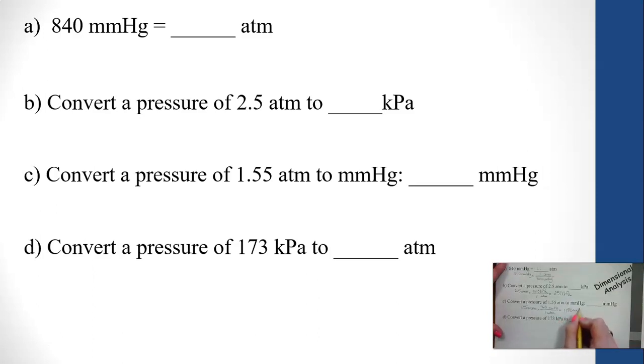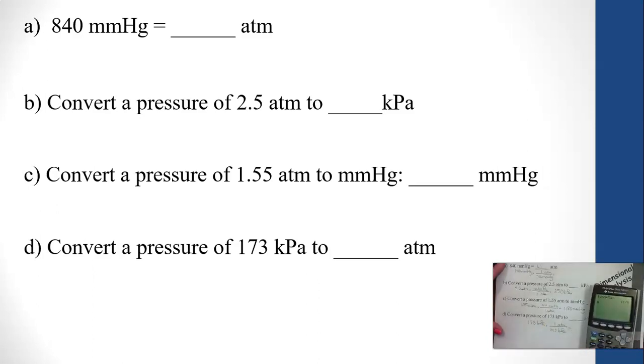And the unit, millimeters of mercury. Okay, we're going to convert this pressure, 173 kilopascals. Go down the unit. And I want atmospheres. So I'm going to use my conversion factors. There is 1 atmosphere for every 101.3 kilopascals. Cancel kilopascals. Multiply 173 times 1. And then I'm going to divide by 101.3.